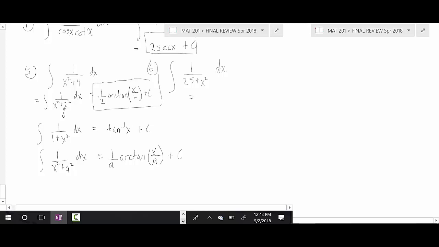How about the next one? You can do this in your head once you catch on. 1 over 5, and then what? Arctangent x over 5. Good. So that's 1 over 5.